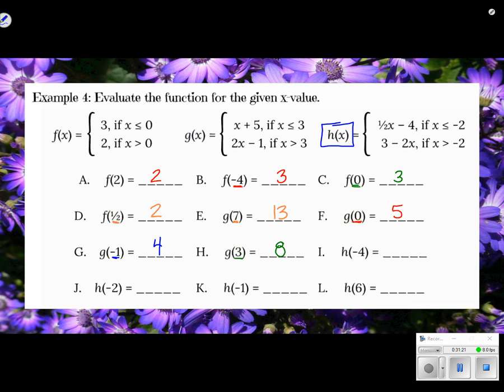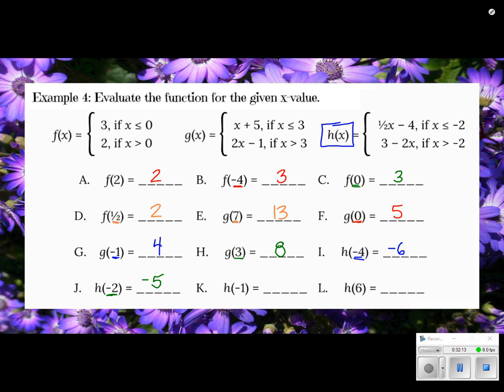All right, h of negative 4. So is negative 4 less than or equal to negative 2 or greater than negative 2? It's less than or equal to, so I'm going to plug that in. 1 half times negative 4 minus 4. 1 half times negative 4 is negative 2. Negative 2 minus 4 is negative 6. All right, let's try another one. H of negative 2. So is negative 2 less than or equal to negative 2 or greater than negative 2? Negative 2 is less than or equal to negative 2. So 1 half times negative 2 minus 4. 1 half of negative 2 is negative 1. Negative 1 minus 4 is negative 5.